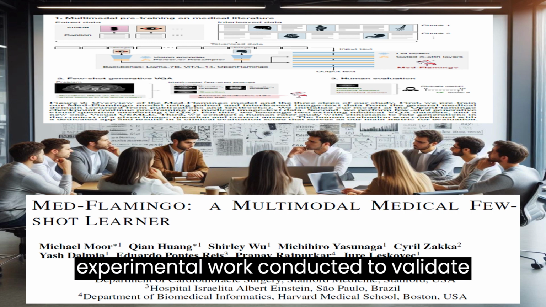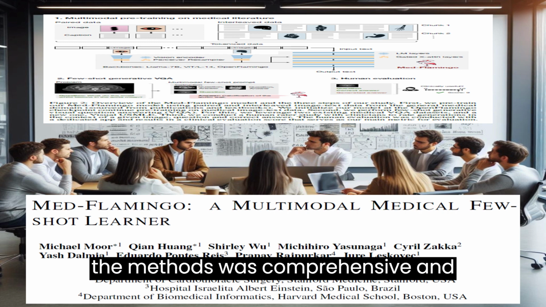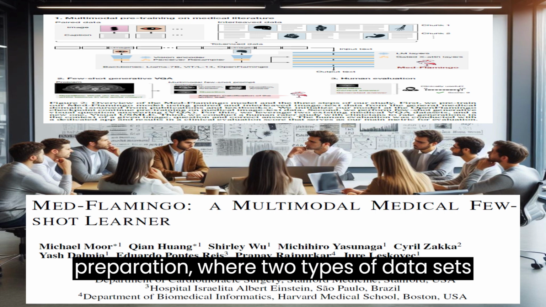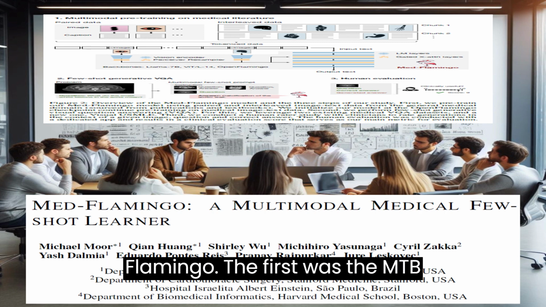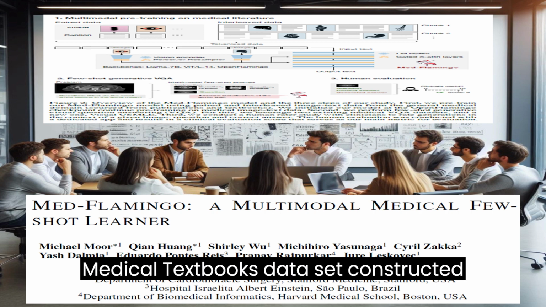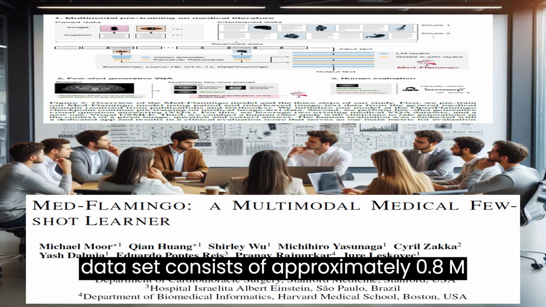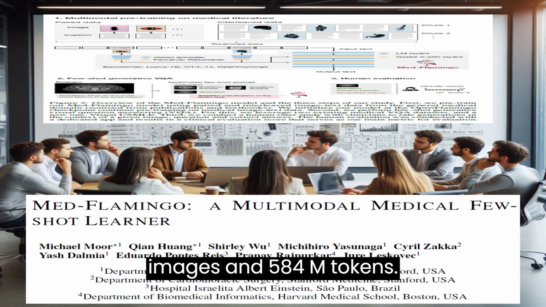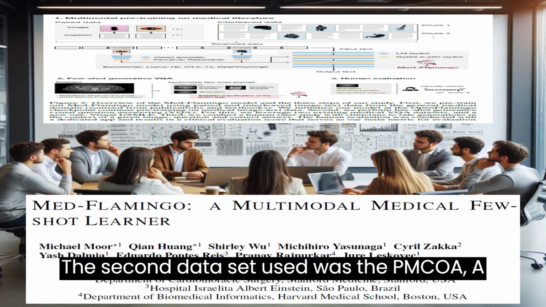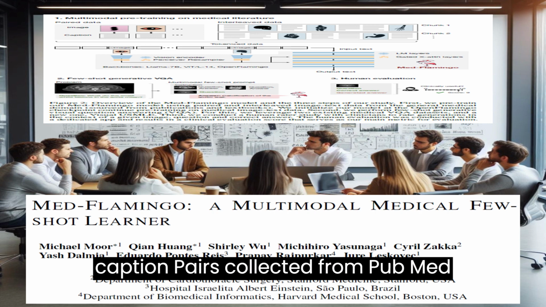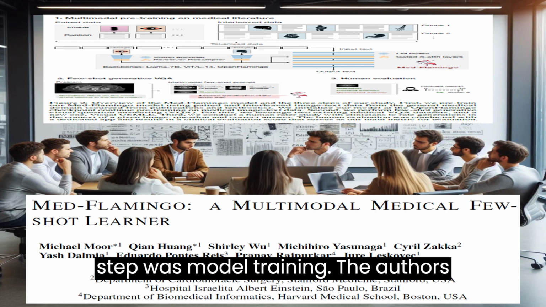Evaluation. The experimental work conducted to validate the methods was comprehensive and multifaceted. The process began with data preparation, where two types of datasets were prepared for pre-training Med-Flamingo. The first was the MTB, medical textbooks, dataset, constructed from 4,721 textbooks from various medical specialties. The dataset consists of approximately 0.8 M images and 584 M tokens. The second dataset used was the PMC-OA, a biomedical dataset with 1.6 M image caption pairs collected from PubMed Central's open access subset.